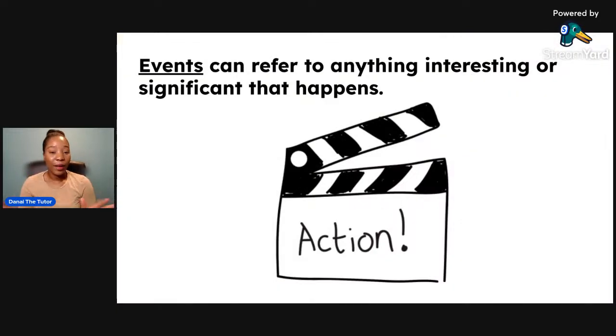Events. Sorry, I forgot about events. Events can refer to anything interesting or significant that happens. So stories are full of events. You can't have a story without an event. So that's another thing that you can look at and think, how is this event successful? How does this event help the writer shape their story?